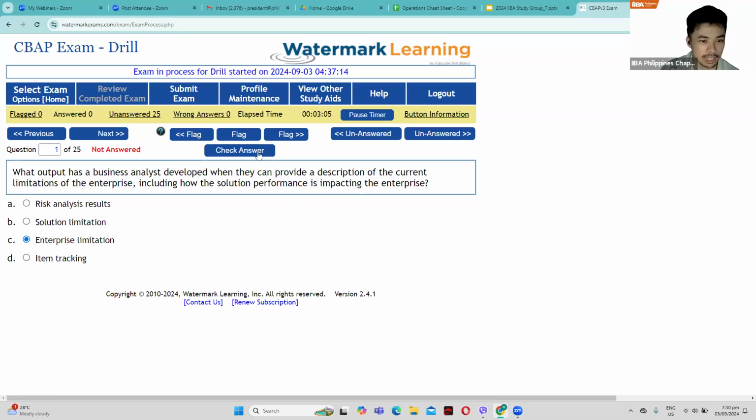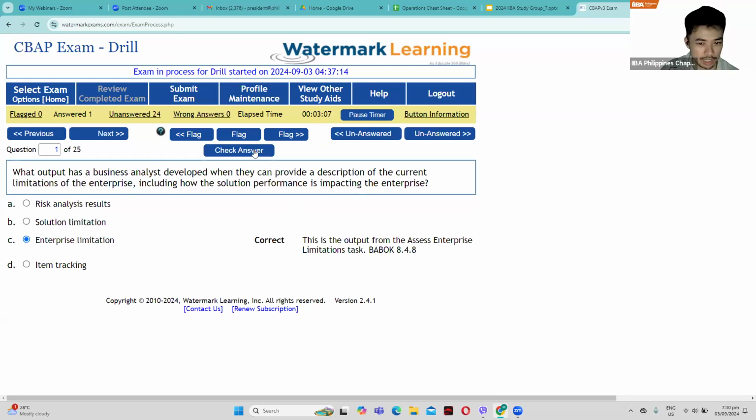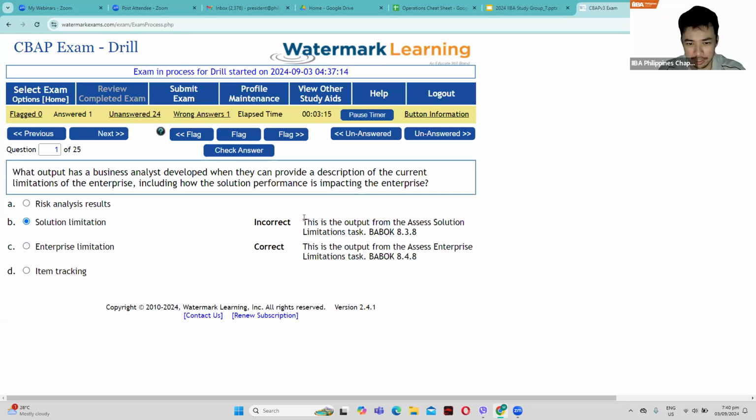So we will go with that and we will check. So that is correct. And if we had gone with B, then this would have been incorrect. They're both in the same chapter. They're both tasks, assess solution limitations and assess enterprise limitations. But C is correct because of this wording right here. All right, let's go to the next one.